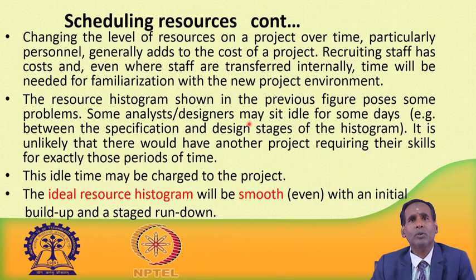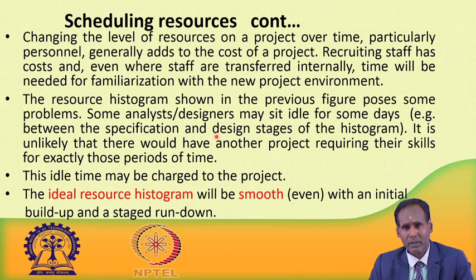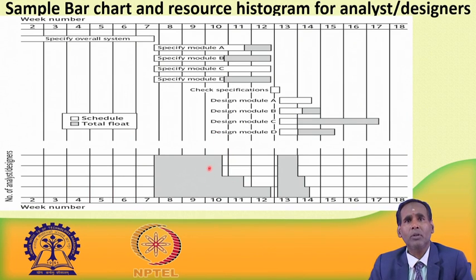The resource histogram shown in the previous figure poses some problems. The problems are due to the fact that we have used scheduling based on the earliest start date. Here some analysts or designers may sit idle for some days. For example, between the specification and design stages of the histogram, initially 4 system designers or analysts are used, then 2 are used and 2 are sitting idle, then 1 is on the job and 3 are sitting idle.